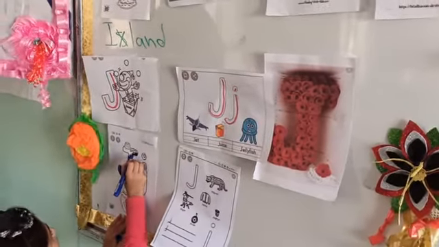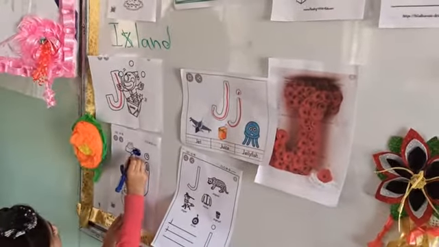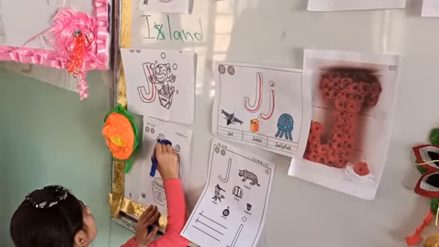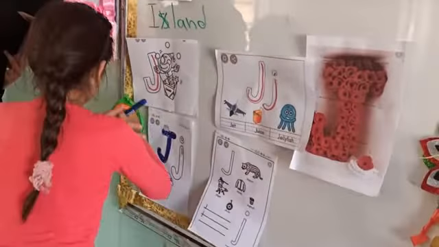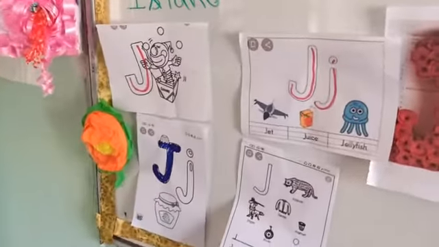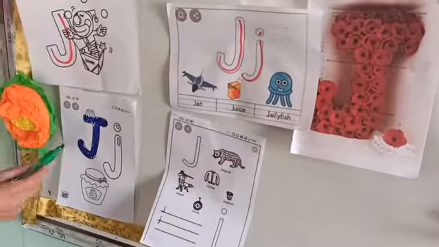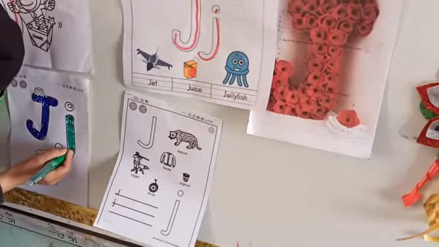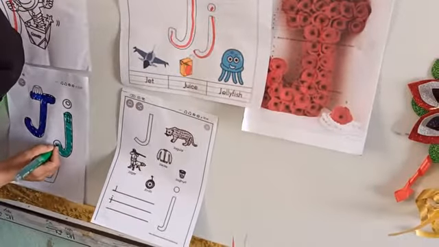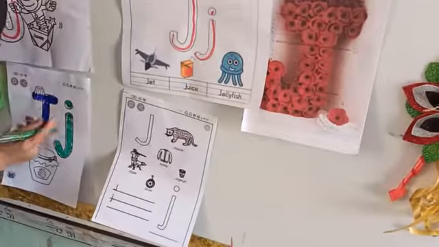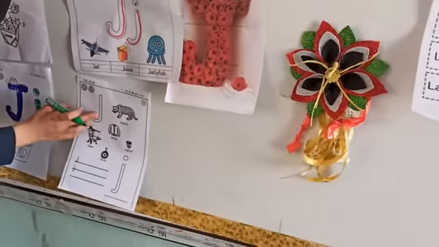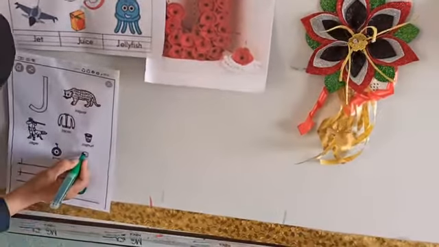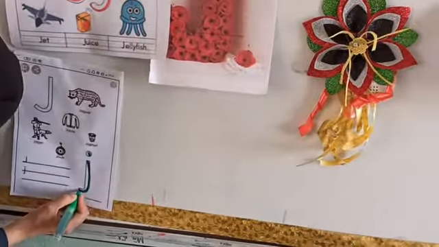Quickly. Excellent. Thank you. In green, I will color lowercase j. Jacket. Jacket. Lowercase j.